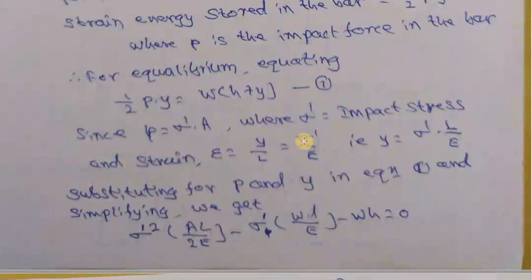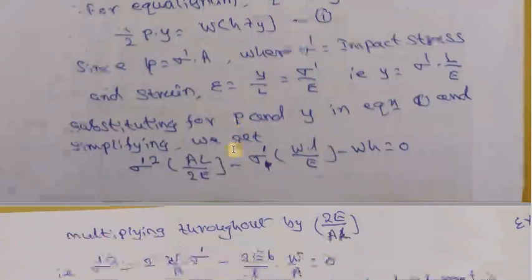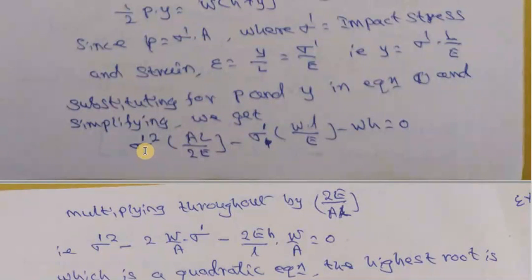Also by Hooke's law, stress by Young's modulus is going to be the strain. Strain is by the basic definition change in length by original length. By Hooke's law, strain is nothing but the stress divided by Young's modulus. So the stress I designate as sigma dash. So from these two equalities, deformation Y I can calculate as sigma dash into L by E. So this value of Y and this value of P, both I substitute here, P and Y as well as this Y here.